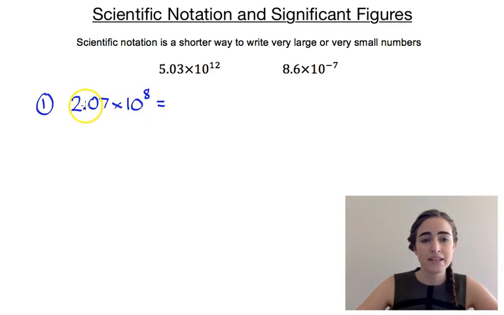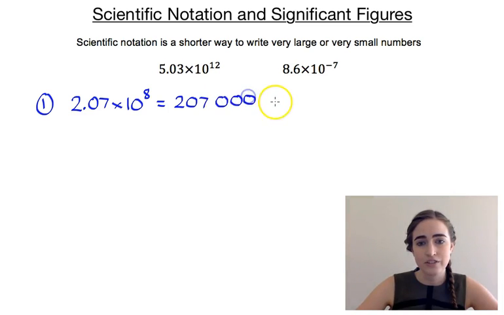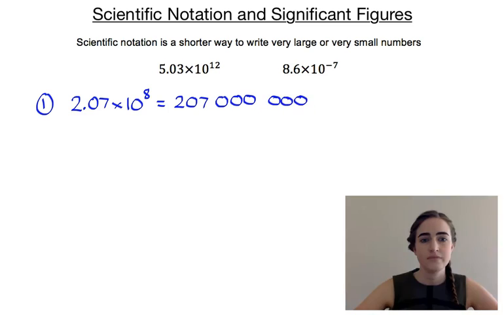So if we multiplied by 10 once, we'd move the decimal place one spot. If we multiplied by 10 squared, we'd move it twice. 10 to the power of 8 means we're going to move it 8 places. So we'll write 207, so we've already moved it 2 places. If we move it another 6, we're going to have to fill those in with zeros. So we're going to add another 6 zeros on. So writing 2.07 times 10 to the power of 8 is the same thing as writing this, 207 million.